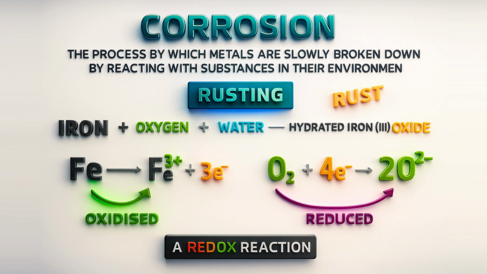One of the most common examples of corrosion is rusting, which specifically occurs when iron reacts with both oxygen and water from the surrounding air or moisture. This reaction produces a reddish-brown flaky substance known as hydrated iron oxide, more commonly called rust. On an atomic level, rusting is a redox reaction, which involves both oxidation and reduction processes occurring simultaneously.